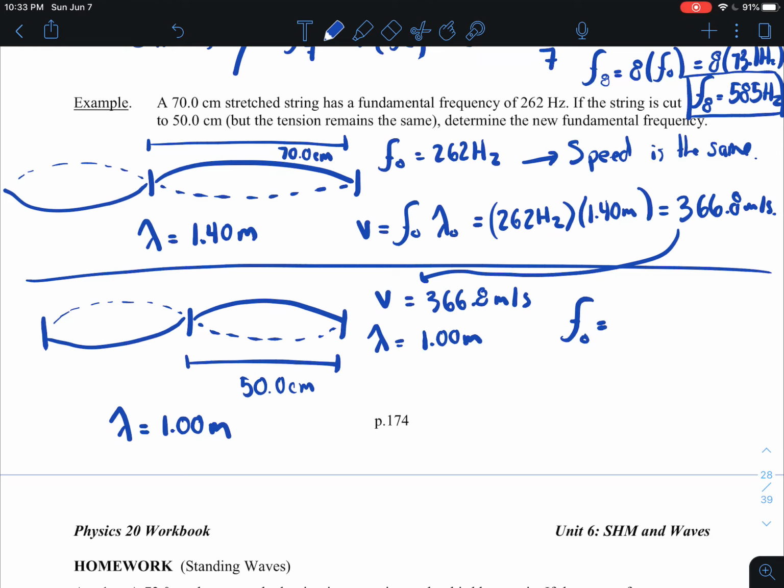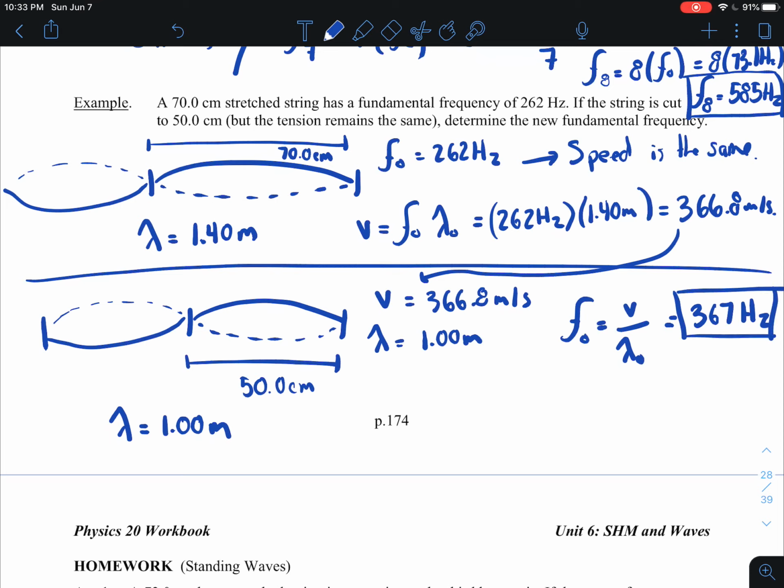The fundamental frequency would then just be the speed divided by the wavelength that we're referring to. So in other words, 366.8 divided by 1, I should be able to do that in my head. I end up getting 367 hertz. Once again, I'm just rounding to 3 significant digits for this case.